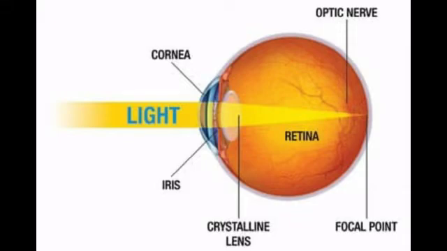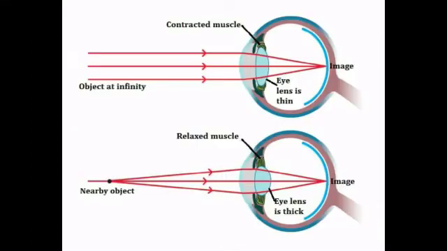Now we go on into power of accommodation. The ability of the eye lens to focus nearby as well as the distant objects is called power of accommodation of the eye. This is achieved by changing the focal length of the eye lens with the help of ciliary muscles. Eye lens is made of a flexible jelly-like material. By relaxing and contracting the ciliary muscle, the curvature and hence the focal length of the eye lens can be altered.